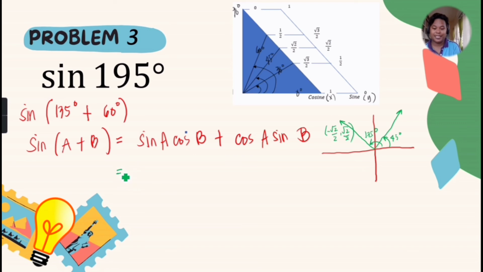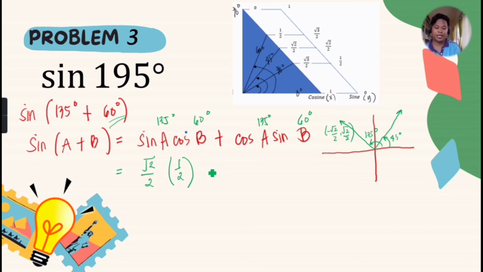So let's proceed. Sine of 135 degrees is the y-coordinate, which is equal to square root of 2 over 2. Cosine 60 is 1 half. So this is 135 degrees, and this is 60 degrees.